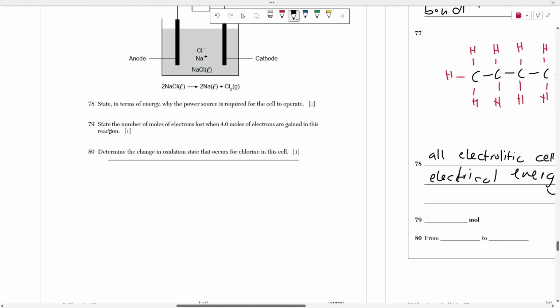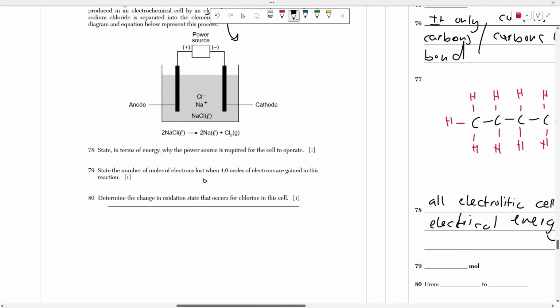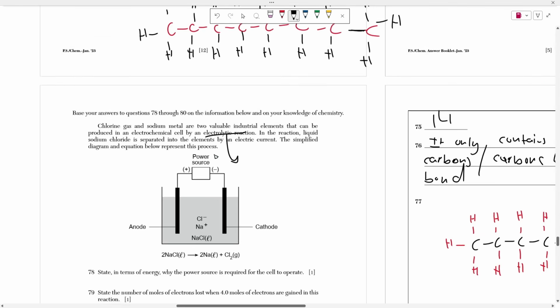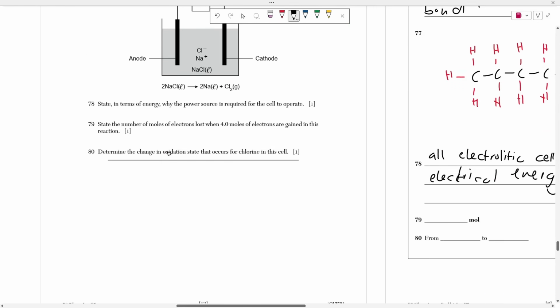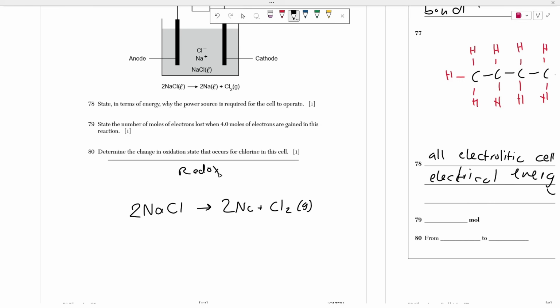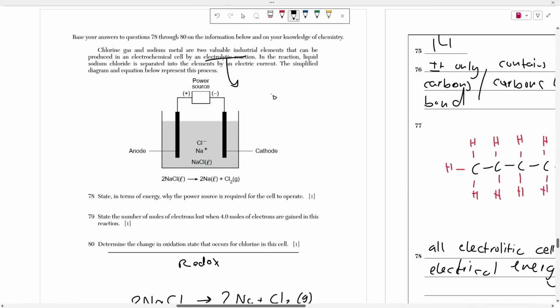Finally, number 79 asks, state the number of moles of electrons lost when 4.0 moles of electrons are gained in this reaction. Okay, so let's look at what this reaction is. This reaction is 2 NaCl turning into 2 Na plus Cl2 gas, okay? So what's happening here is this is what we call a reduction and oxidation reaction, or a redox reaction. How do I know that? Well, number one, the question is asking us about electrons lost and electrons gained. And also, it's an electrolytic cell.